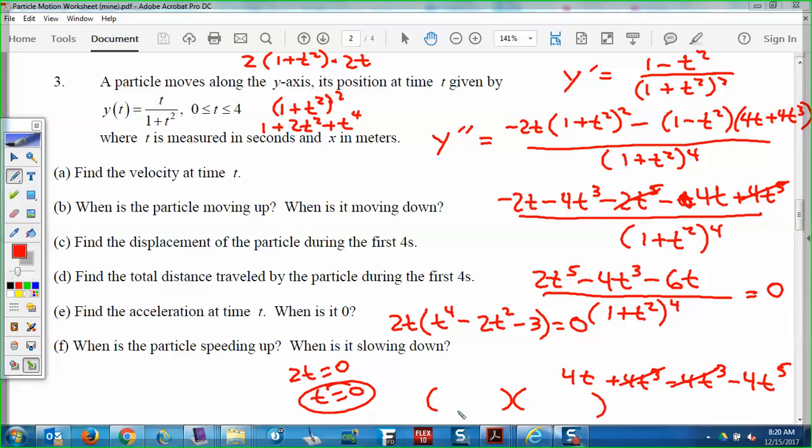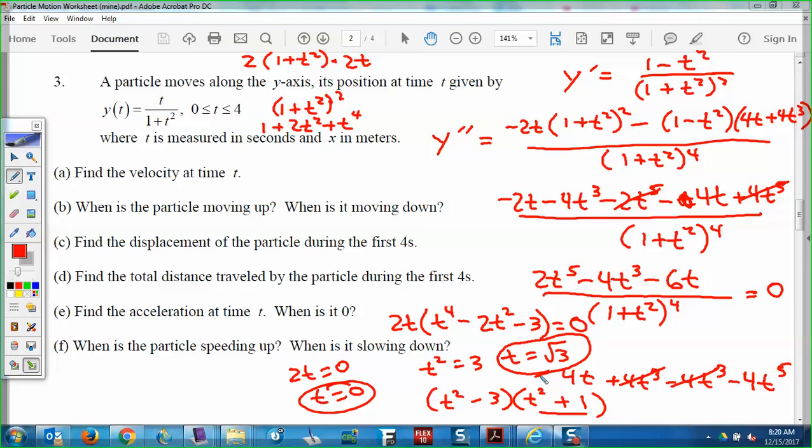This would be t squared, 3 and 1, negative, positive, right? Okay, so is this ever going to equal 0 right here? T squared plus 1 is never going to equal 0, right? T squared is not going to be negative 1, right? So t squared minus 3 equals 0, so t squared equals 3, so t could be plus or minus square root of 3, and I can't have a negative, so square root of 3. Okay, so there we go.